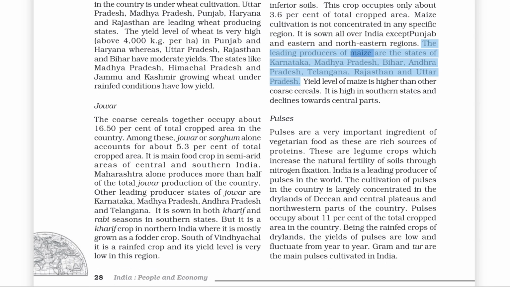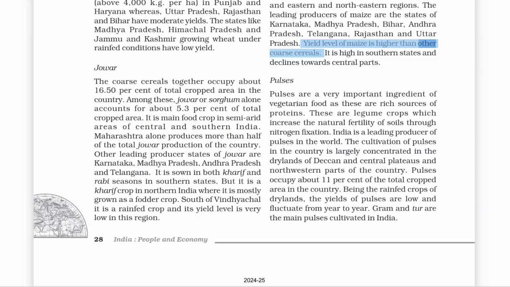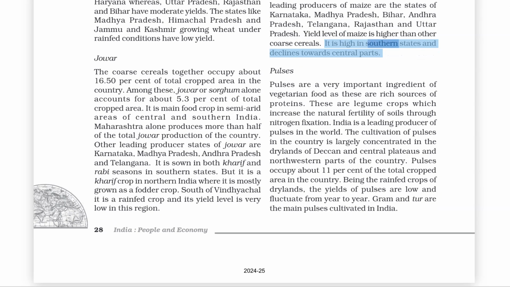The leading producers of maize are the states of Karnataka, Madhya Pradesh, Bihar, Andhra Pradesh, Telangana, Rajasthan, and Uttar Pradesh. Yield level of maize is higher than other coarse cereals. It is high in southern states and declines towards central parts.